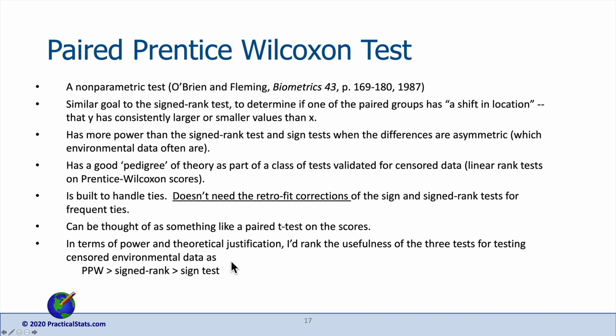So in terms of power and theoretical justification, I'd rank the usefulness of this test as being higher than the other two. And generally, in terms of my preference of use for them, the paired Prentice-Wilcoxon, you would use that before the signed rank test, because I'm a little uncertain about that correction for ties, and it is an after correction. Same for the sign test, and usually in the data that we collect, the magnitude of differences is important, and the sign test does not use that magnitude. So that's my preference ranking.